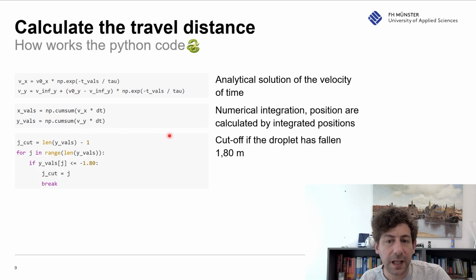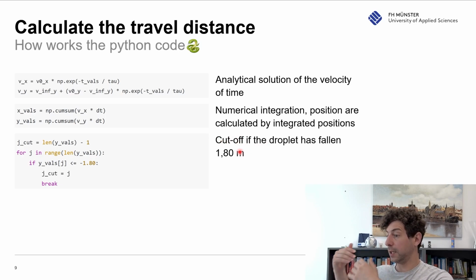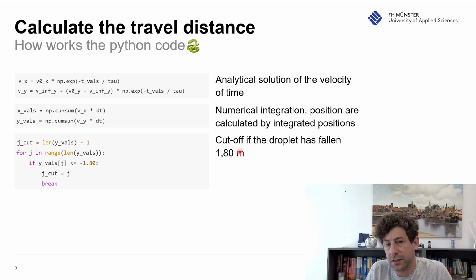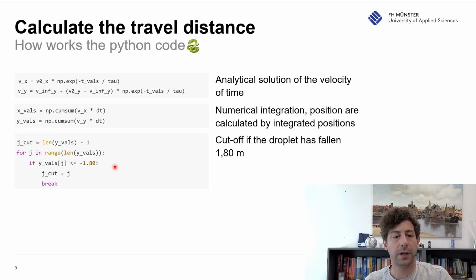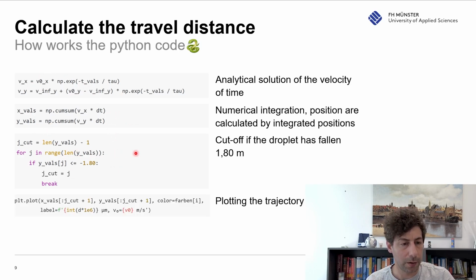So, and then we have a second cutoff, and this is if I'm saying, okay, the droplet comes out, but I have a finite size, so 1 meter 80, 1 meter 90, and I said, okay, the simulation is done after 5 seconds, or if the droplet has fallen 1 meter 80. So if I assume a person in the size of 1 meter 80, here is a cutoff criterion that once the droplet reaches the ground, we don't need to simulate anymore, and the loop stops.